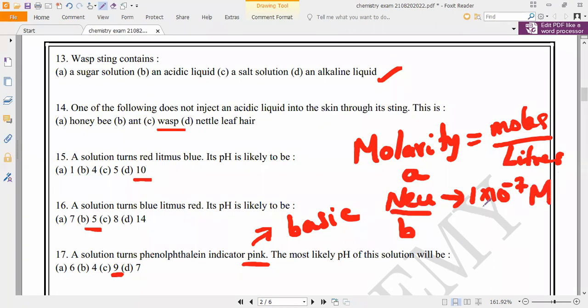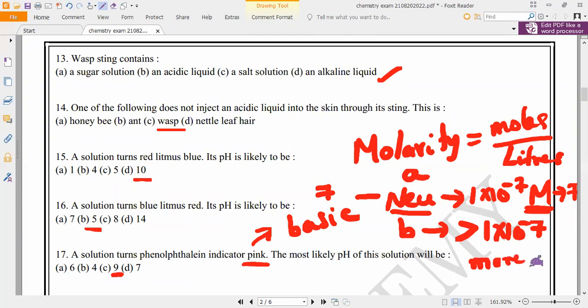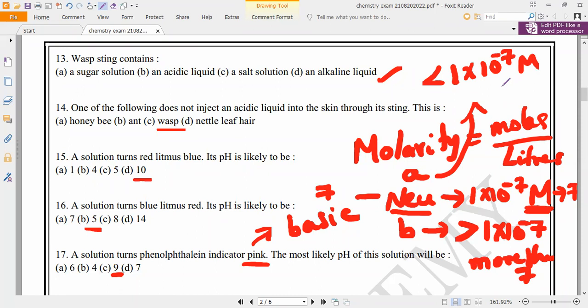Neutral means how much? 1 into 10 power minus 7 M. So what is the pH? pH is equal to 7. Understand? Next, basic means the molarity will be greater than 1 into 10 power minus 7. So the pH value is more than 7. Next, acidic, note it down, very important. Acidic means the molarity will be less than 1 into 10 power minus 7 mole. So pH is less than 7.